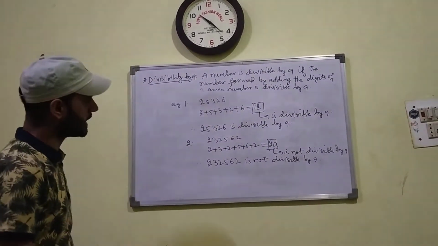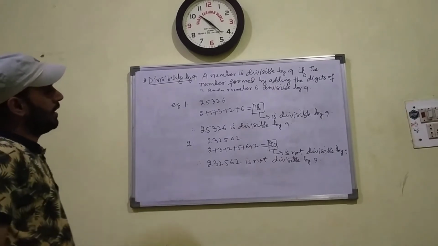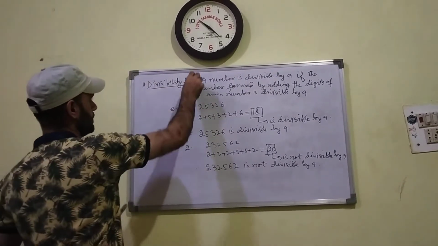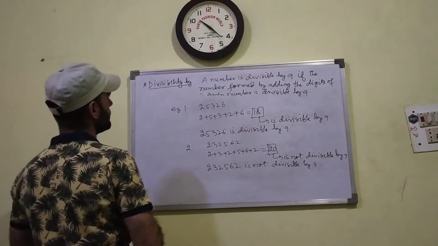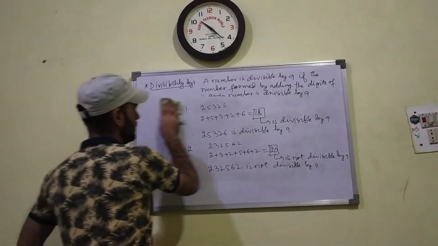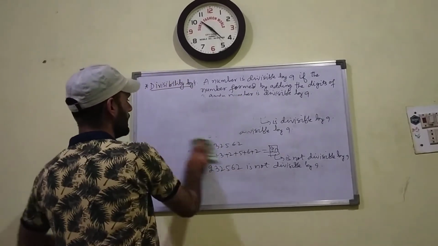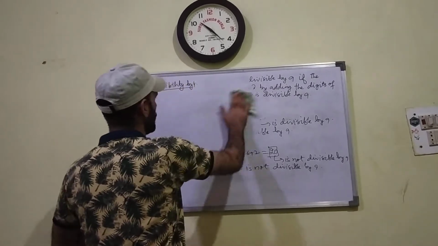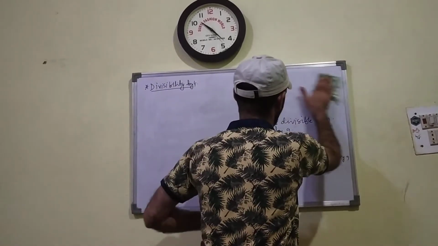Hope you understand this. Now let's study the divisibility by 4. Divisibility by 4. Without actually dividing, we have to check whether the numbers are divisible by 4 or not.